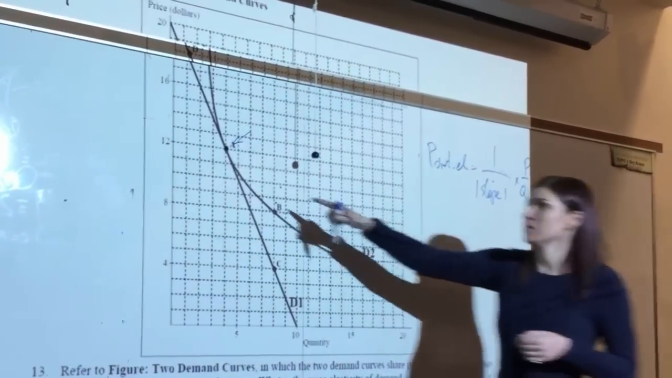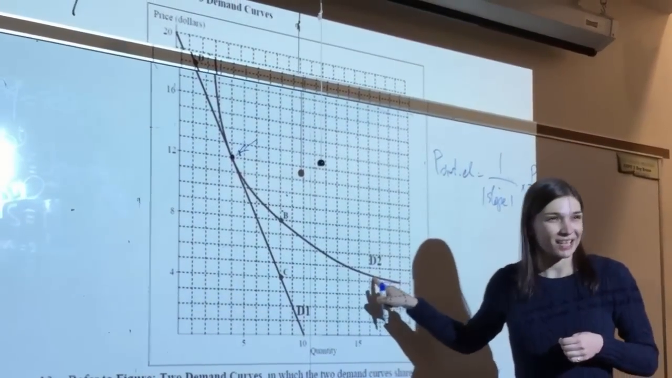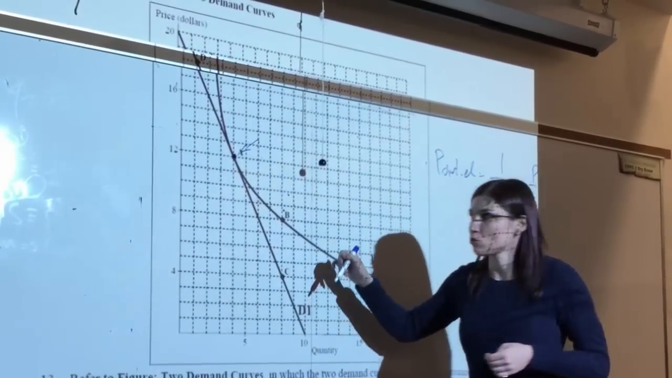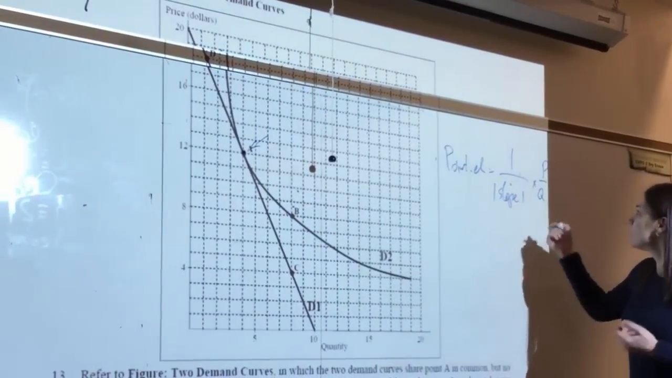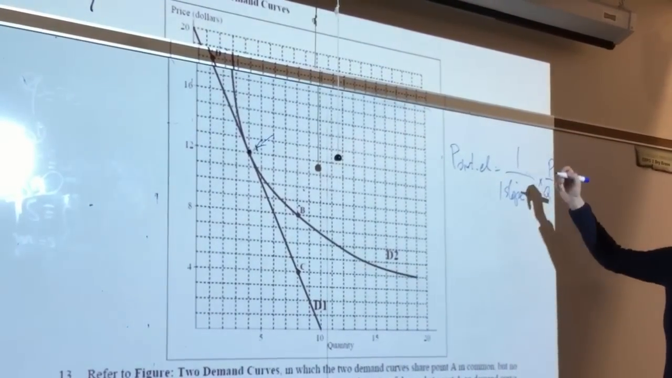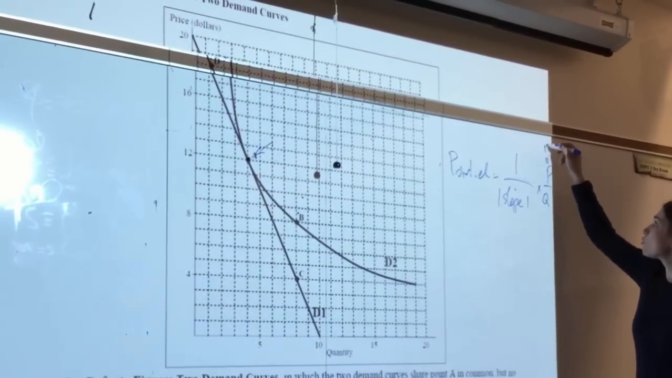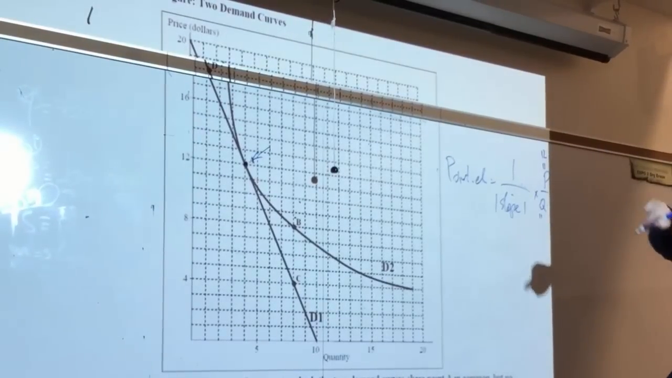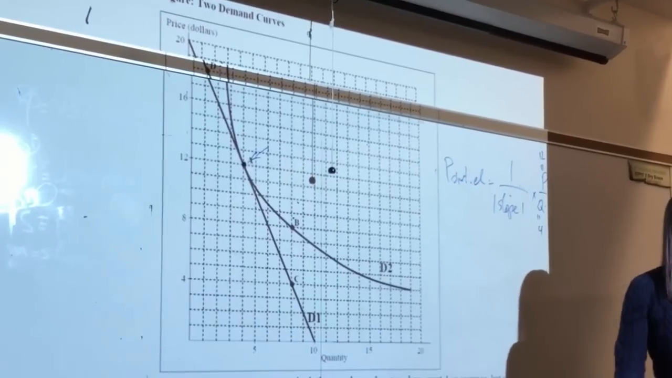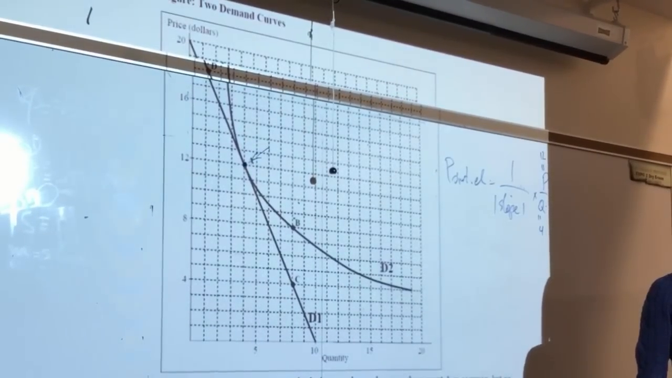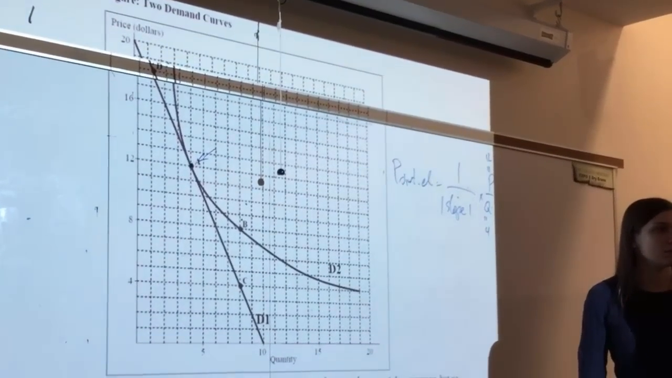Right, so at point A, we need to find the price elasticity of the second demand curve, D2. So what's the price elasticity of D2 at point A? At that point, what is P? What is the price? At point A, 12. What is the quantity? 4. What is the slope at point A?